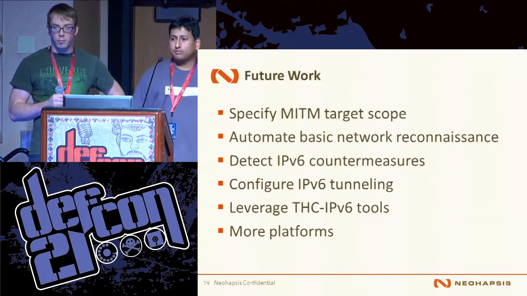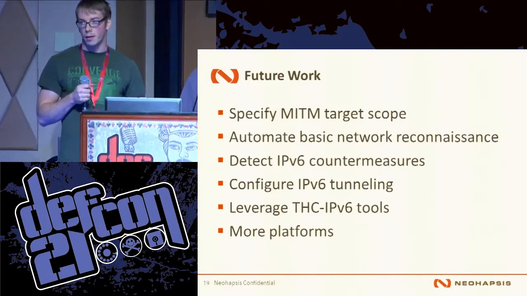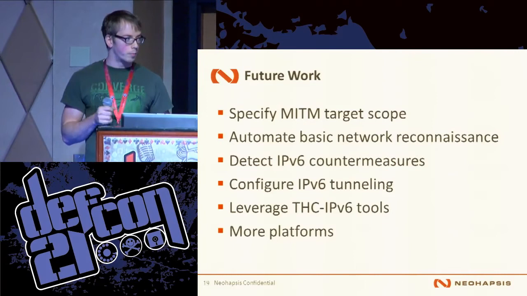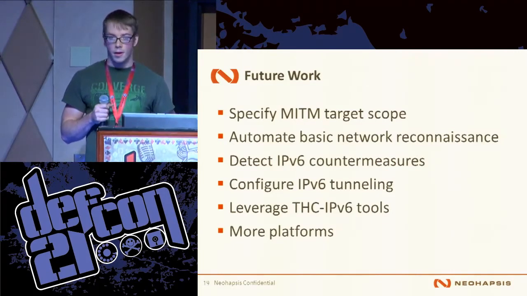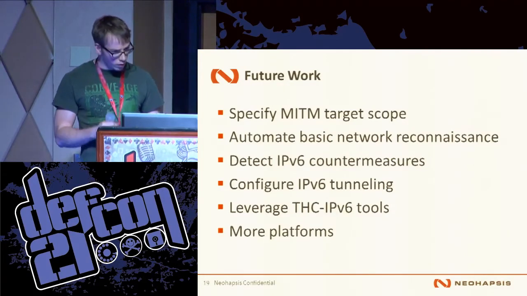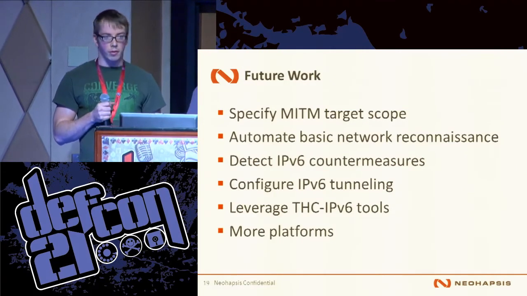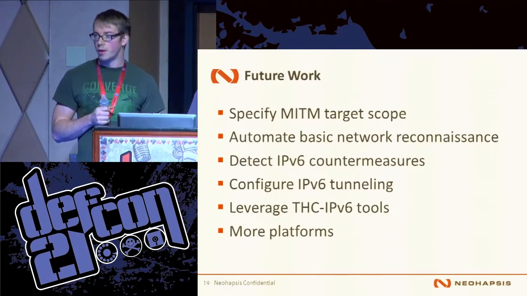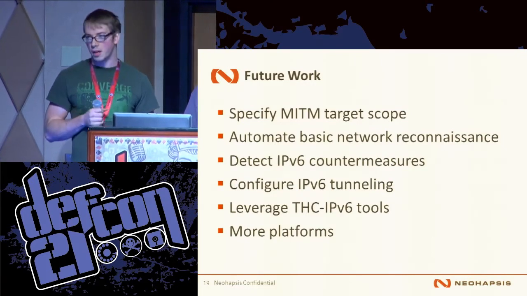So yeah, there is some room for improvement, and we think one of the biggest things is to actually specify the target scope, because right now it snags the whole subnet, and that's a little noisy. If you're on a pen test and you're just targeting a specific server, you really don't want to route everything. So that's definitely something that we're going to try to work out here. We could also automate some basic network reconnaissance. It'd be nice if the script just picked the free IP address for you, so you didn't have to specify that. That's one less step that somebody could either mess up or just make it easier for everybody.